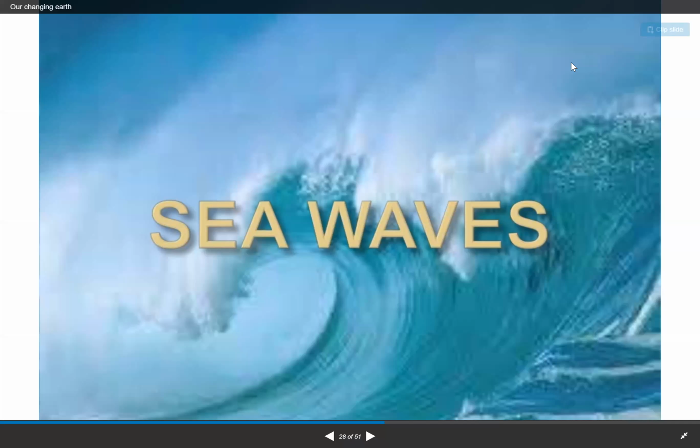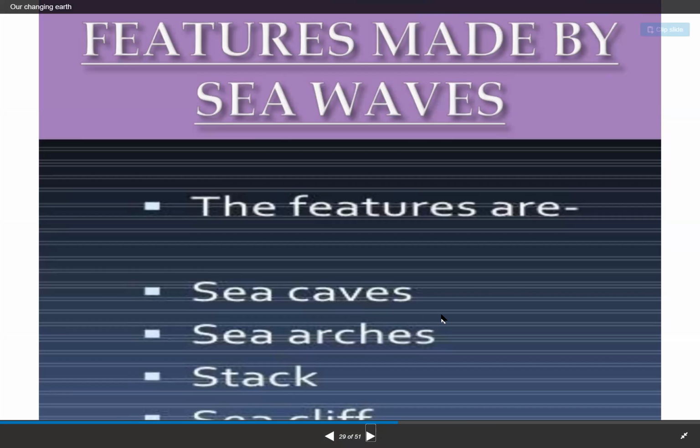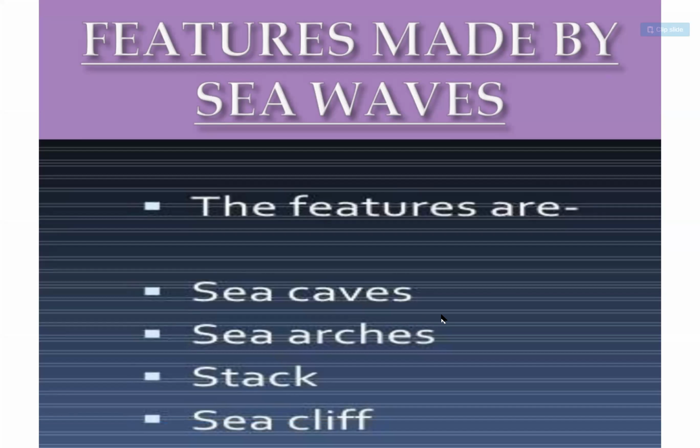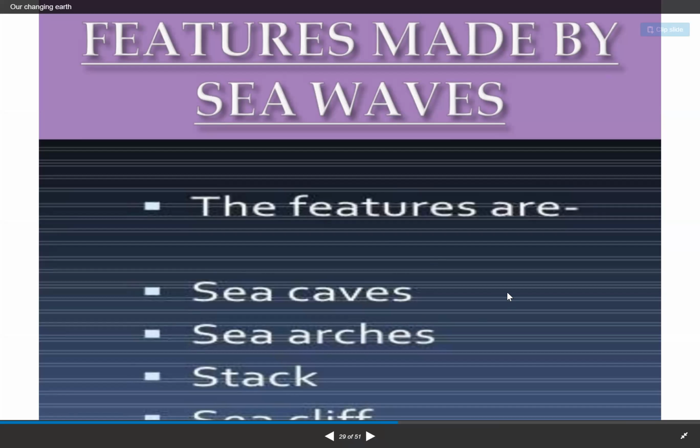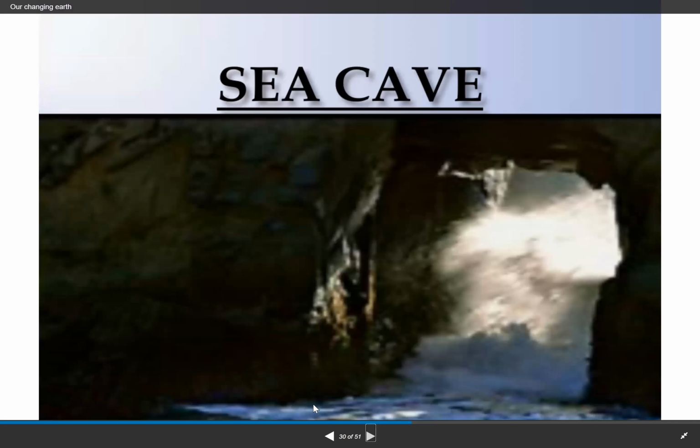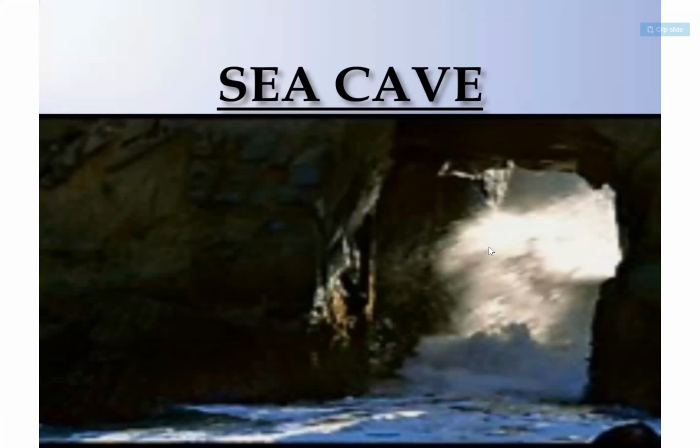Now we will read about the work of sea waves. Features made by sea waves are sea caves, sea arches, stacks, and sea cliffs. Firstly, we will talk about the sea cave. So what is a sea cave?